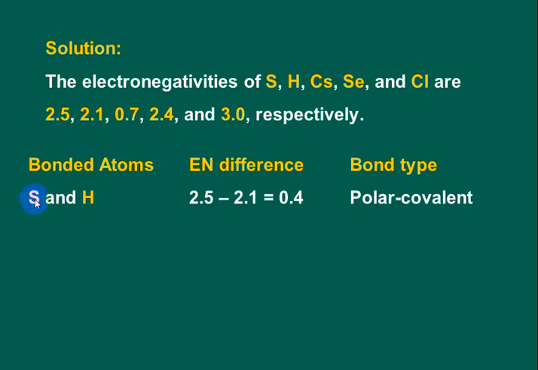Here, sulfur and hydrogen. The electronegativity of sulfur is 2.5. Electronegativity of hydrogen, 2.1. 2.5 minus 2.1 equals 0.4. 0.4 is more than 0.3, so it is polar covalent, between 0.3 and 1.7, polar covalent.